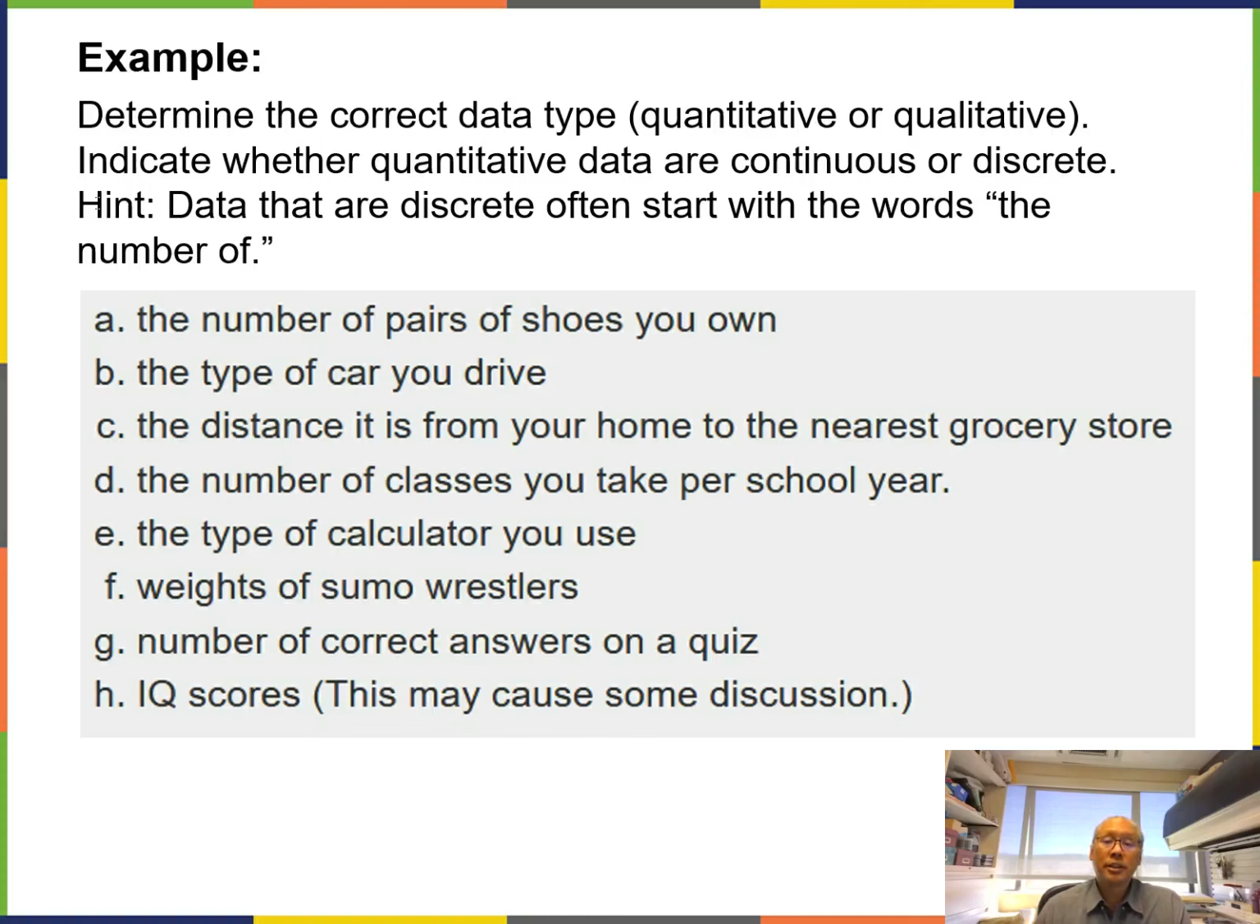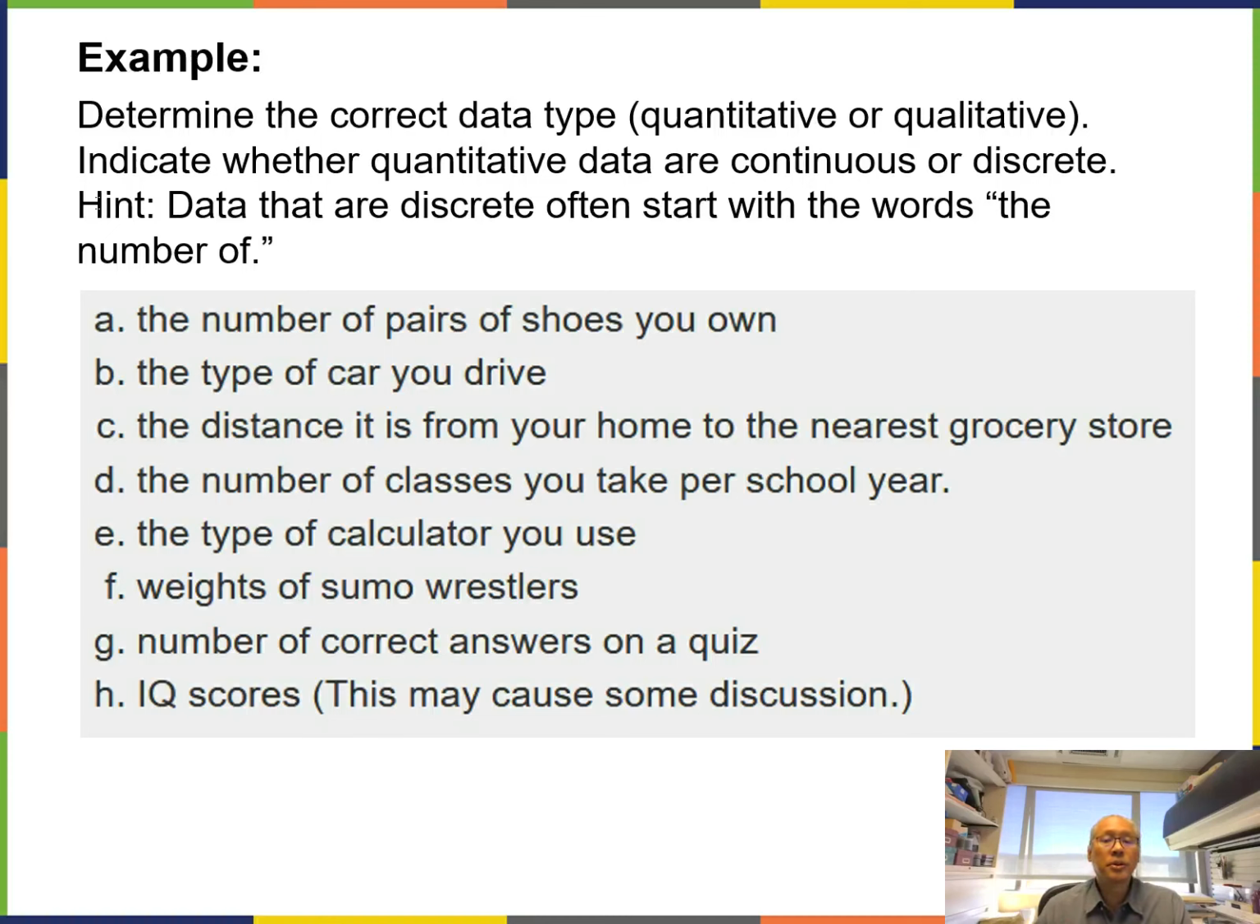The type of calculator you use, TI-84, TI-83, so those are qualitative, those are categorical. Weights of sumo wrestlers, a weight again is some sort of measurement that is not necessarily a whole number, so that is quantitative continuous. Number of correct answers on a quiz, that would be quantitative discrete.